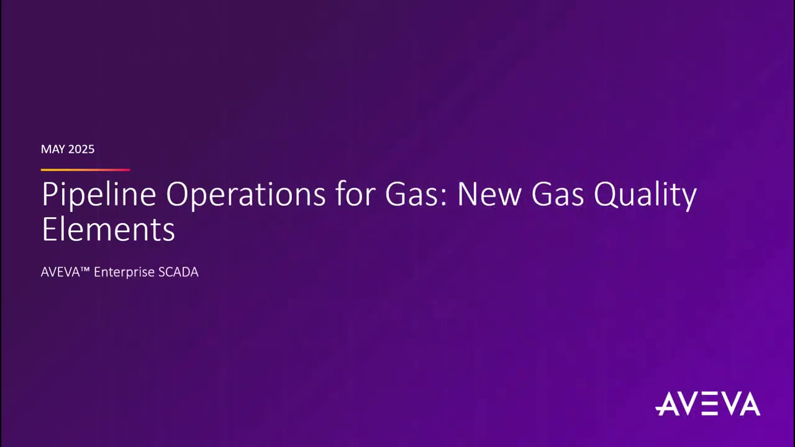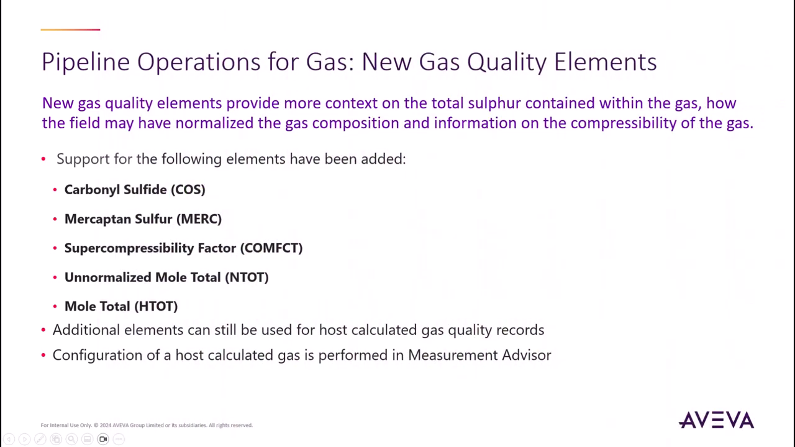We have added gas quality elements. The new gas quality elements provide more context on the total sulfur contained within the gas, how the field may have normalized the gas composition, and the information on the compressibility of the gas. The following components have been added to the gas quality objects: carbonyl sulfide, mercaptan sulfur, supercompressibility factor, unnormalized mole total, and mole total.